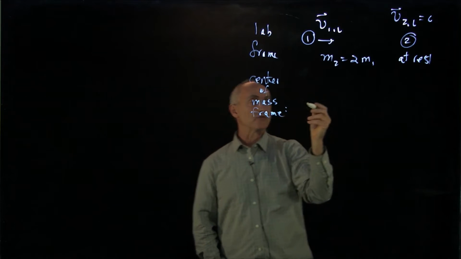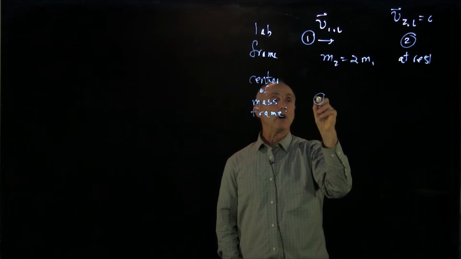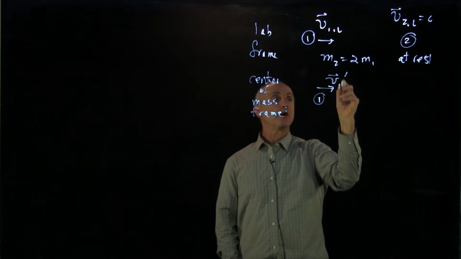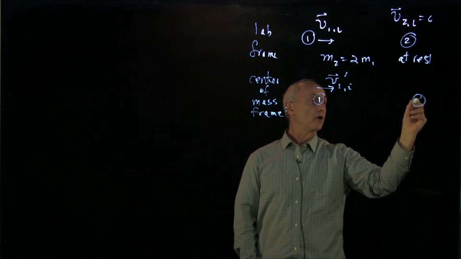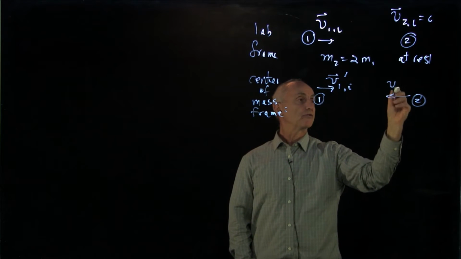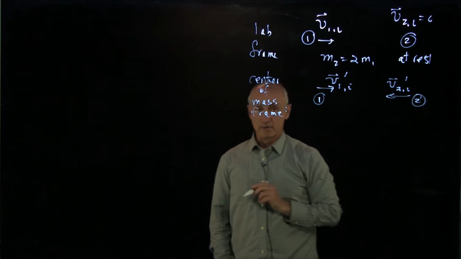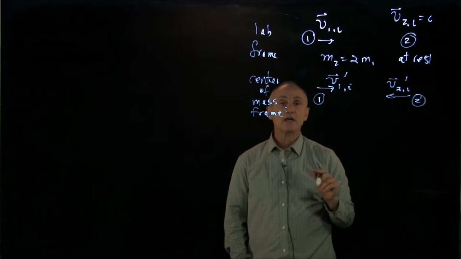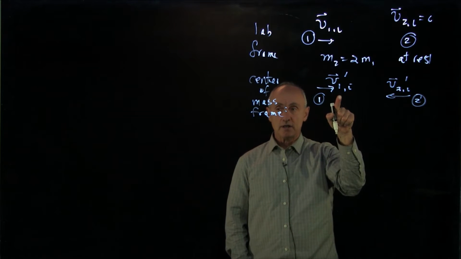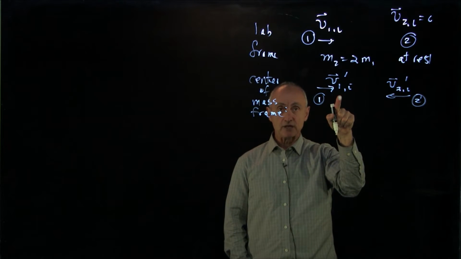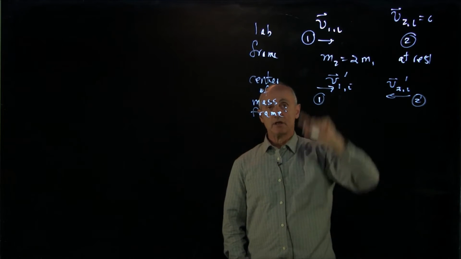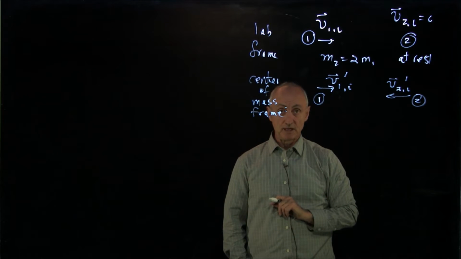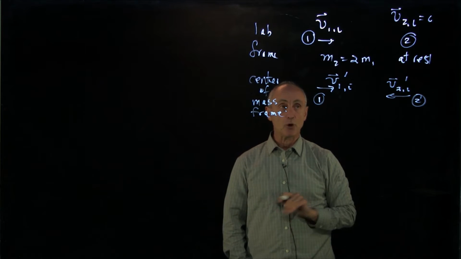And in that reference frame, we have particle 1 moving with velocity v1 prime initial, and particle 2 moving with velocity v2 initial prime. Now, the way we're going to analyze this problem is that we know the speeds in the center of mass frame relative to the lab frame. So we actually know these initial speeds, and we'll write that result down in a moment.